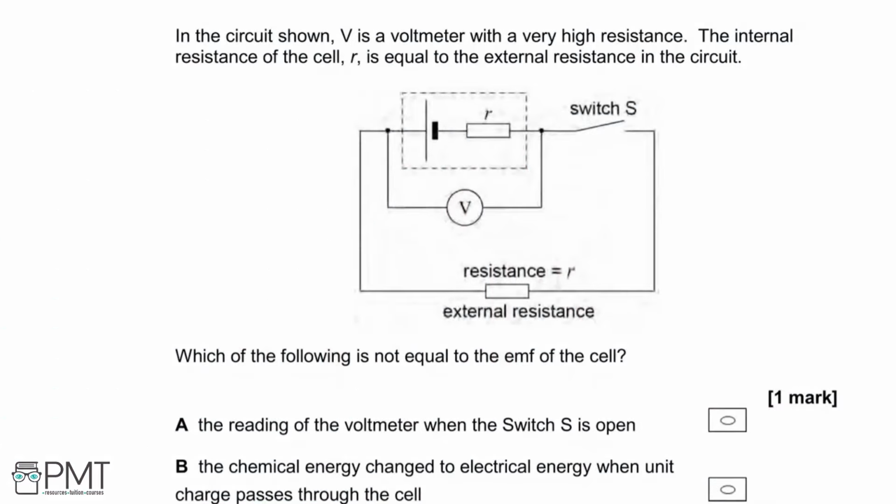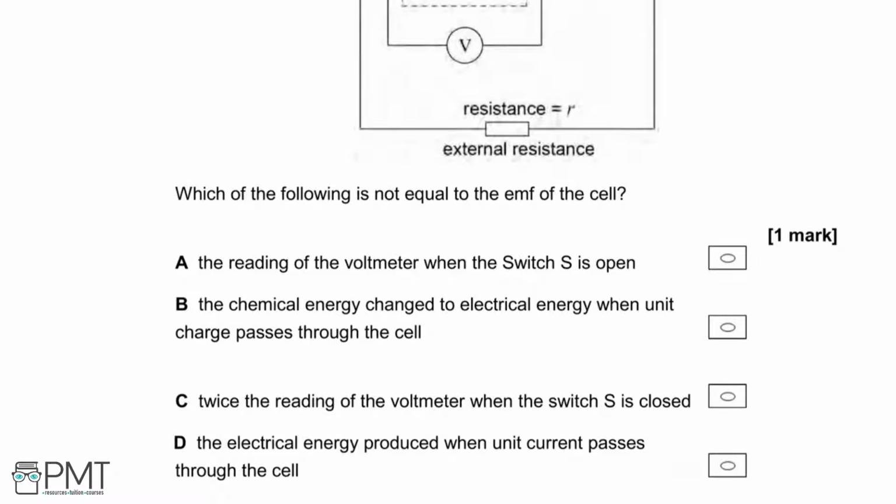In the circuit shown, V is a voltmeter with a very high resistance. The internal resistance of the cell R is equal to the external resistance in the circuit. Which of the following is not equal to the EMF of the cell? Then we've got 4 options there.